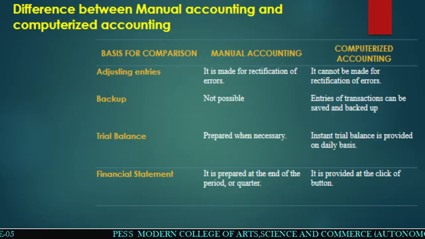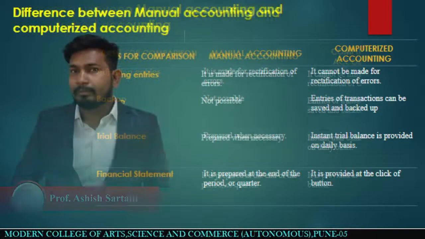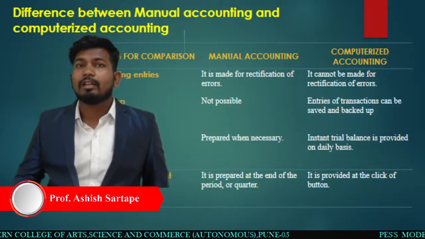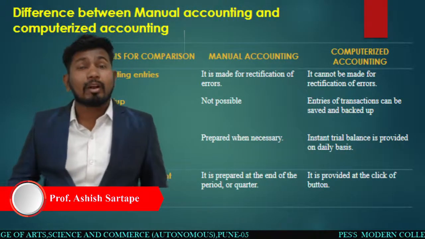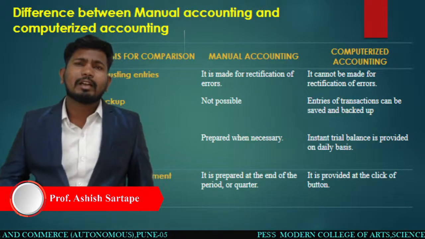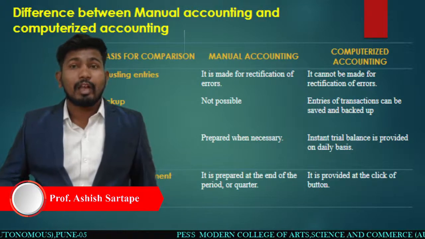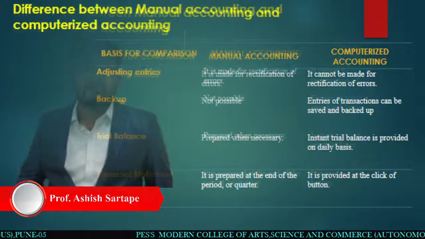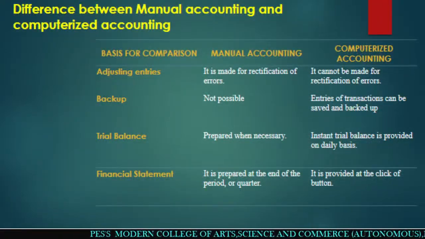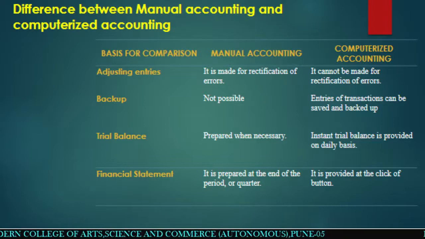Now the next point is the backup. For manual accounting, it is not possible to back up because we already maintain our books of accounts in a physical way, where everything is written down. In the computerized accounting system, entries of transactions can be saved and backed up. So this is one of the biggest advantages of using a computerized accounting system.